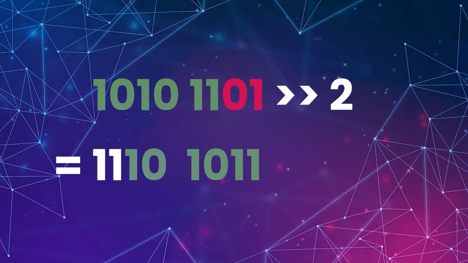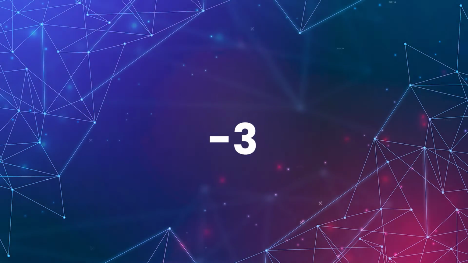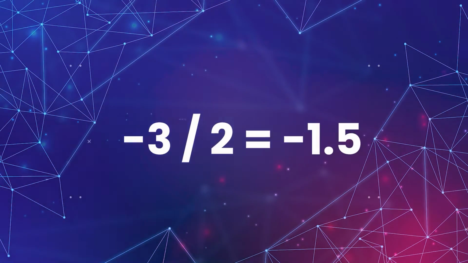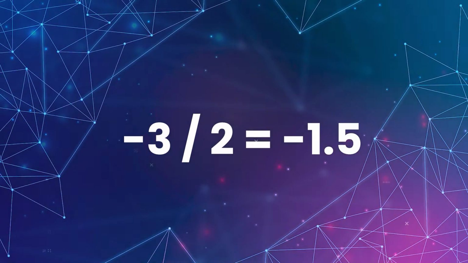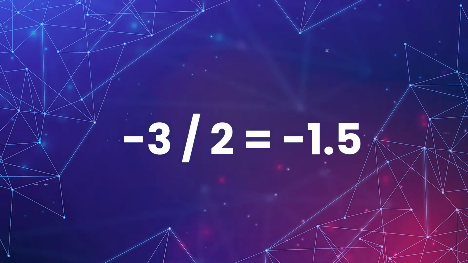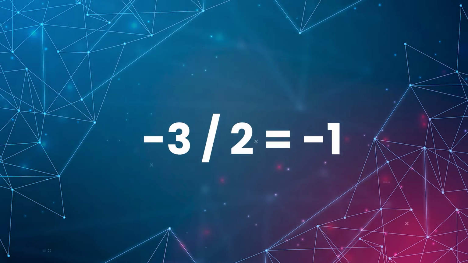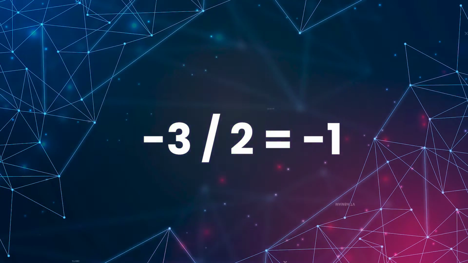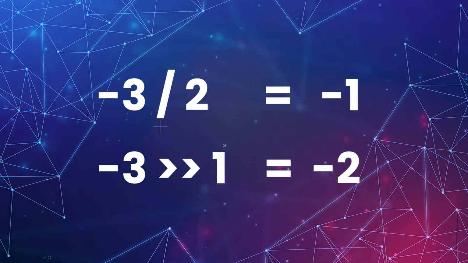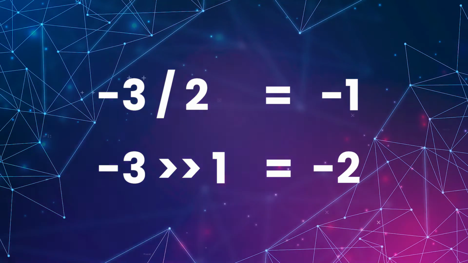This is not the same as dividing by 2, which rounds towards 0. Let's say we have the number minus 3. If we divide it by 2, we should get negative 1.5. But since we are dealing with integer numbers, we need to round it. Regular division is going to return minus 1, since we round towards 0. However, right shift would return minus 2, since it rounds towards negative infinity.